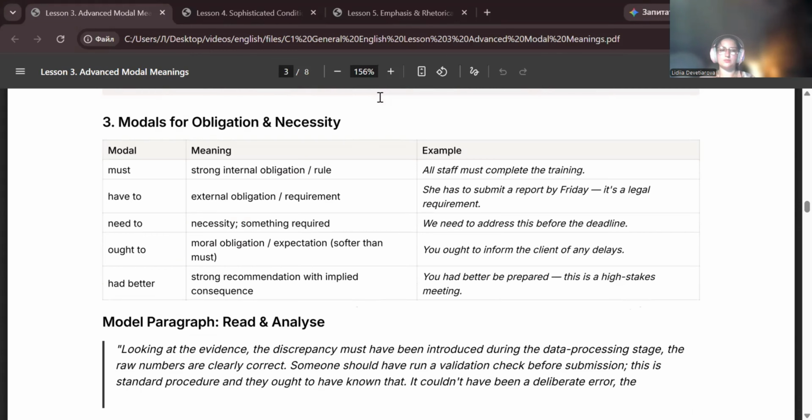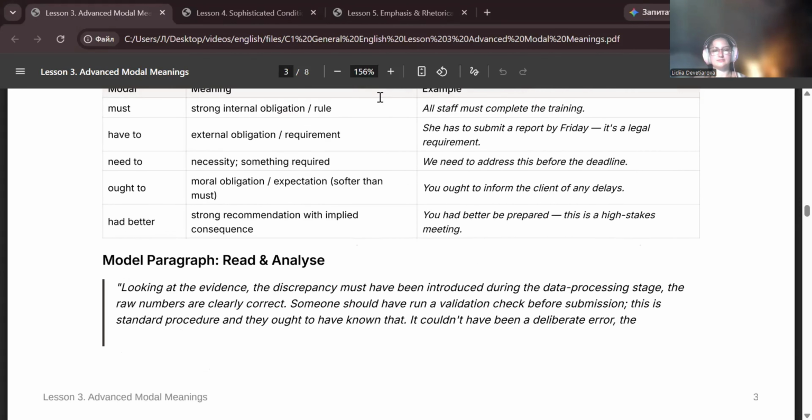Ought to: moral obligation, expectation, softer than must. You ought to inform the client of any delays. Had better: strong recommendation with implied consequence. You had better be prepared. This is a high-stakes meeting.